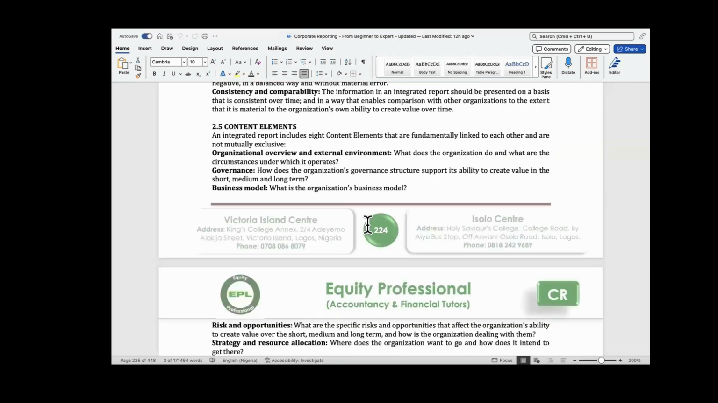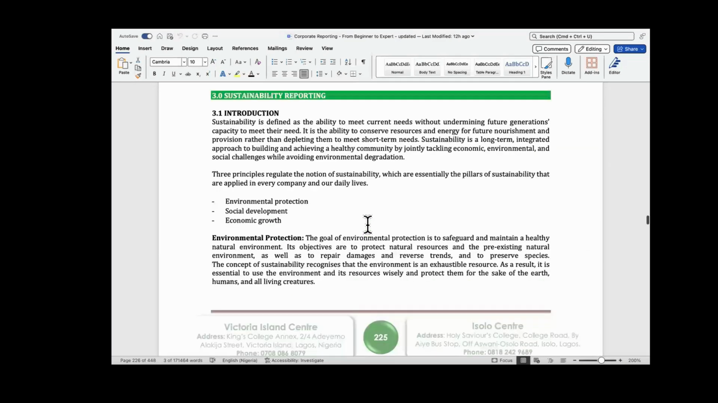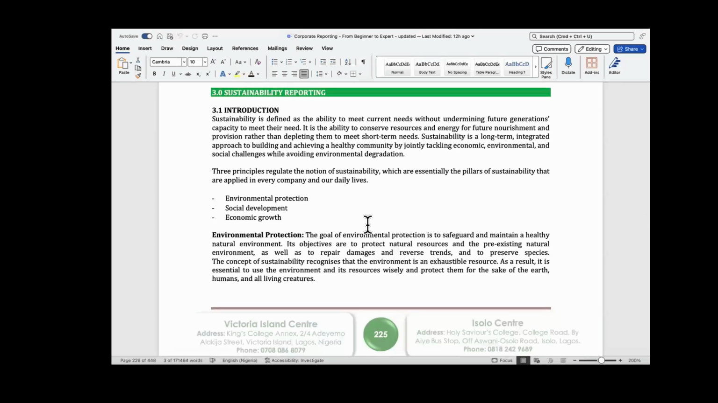So before I move to the next one, any comments on integrated reporting before I move to sustainability reporting? This is another very short one.